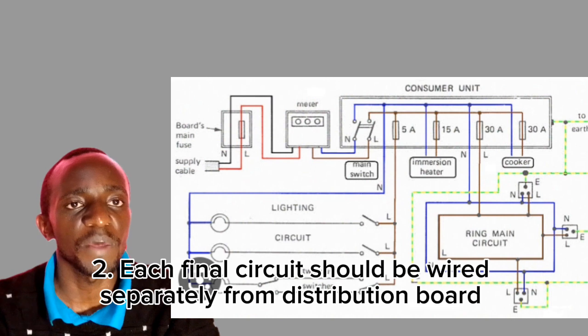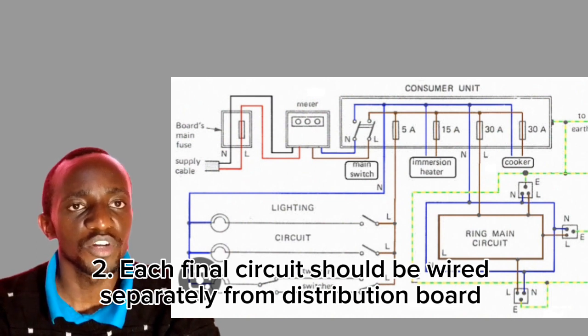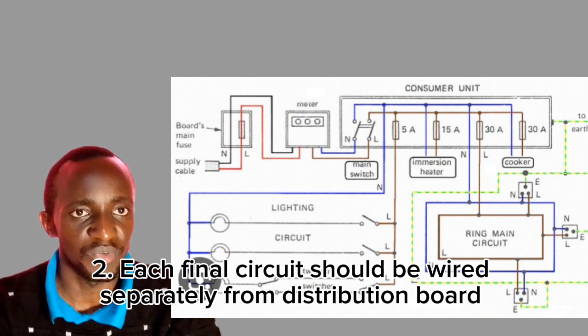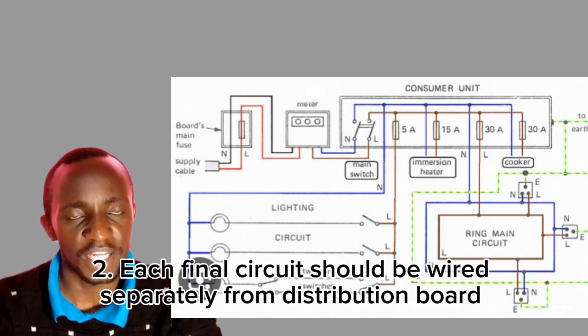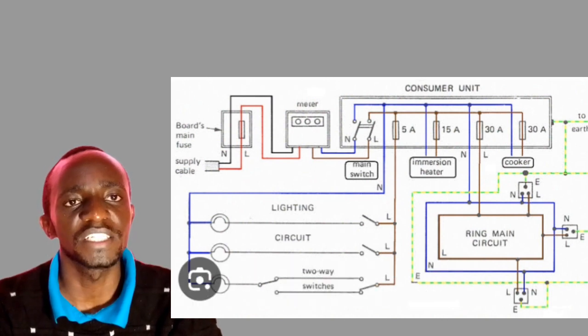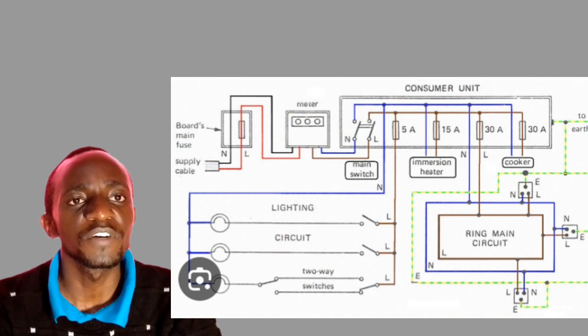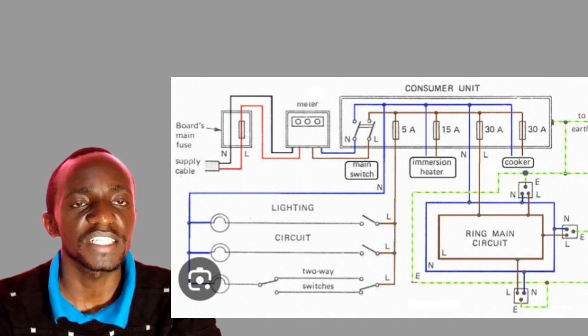And this is for the purpose of testing. We do not want to compromise healthy circuits when we are just testing one final circuit. So during the time of testing, if the faulty circuit is only the circuit that is controlling light, we just want to test the circuit that is controlling light without compromising other circuits, and that's why we wire them differently.